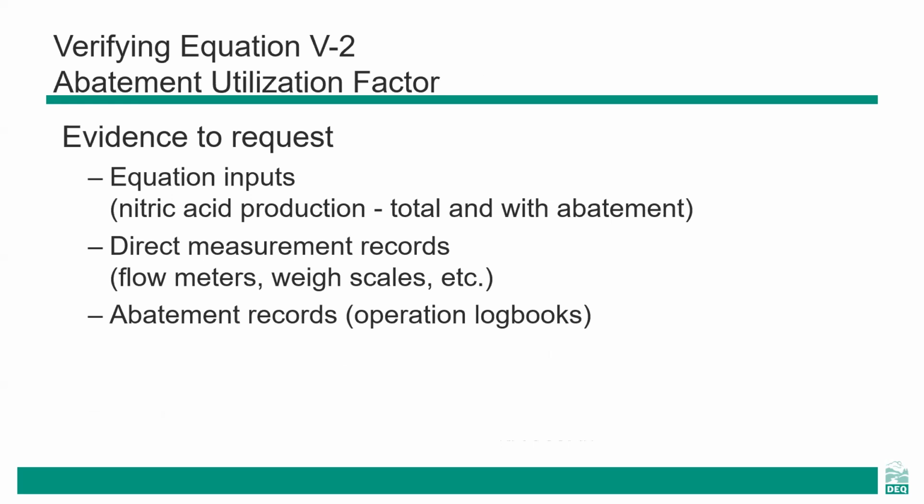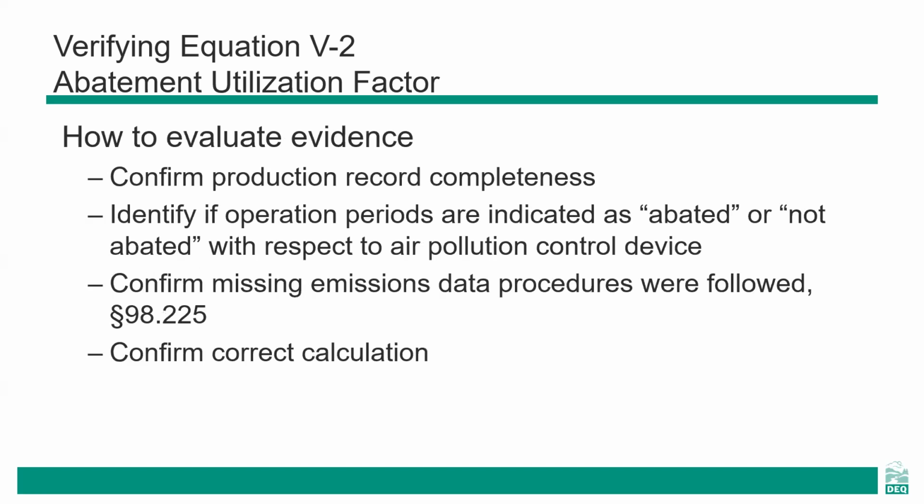Equation V2 is used to calculate the abatement utilization factor for each nitrous oxide abatement technology for each nitric acid train. Verifiers should verify that all equipment used for direct measurements is calibrated and maintained as described in 40 CFR 98.3(i). Abatement utilization identifies a fraction of production that occurs when abatement is used.